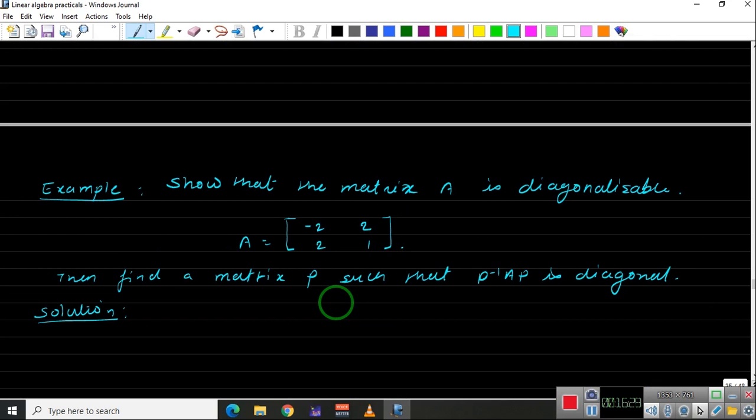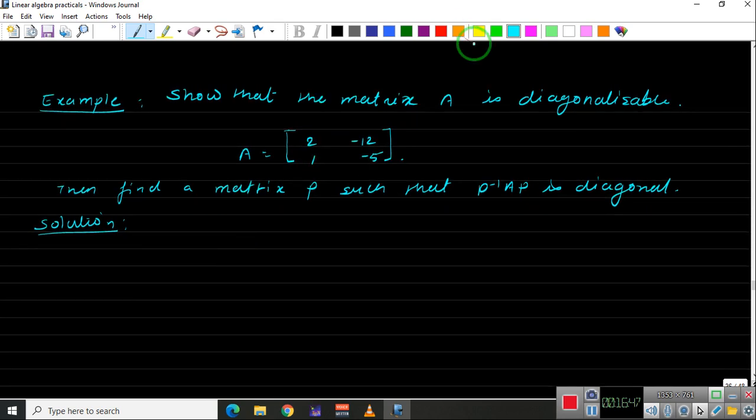Okay, let's take the same matrix. We have 2, minus 12, 1, minus 5. We already solved this. So this has eigenvalues. Lambda 1 is equal to, I guess we have taken, minus 2, and lambda 2 is equal to minus 1. If it is the other way around, then please do the respective changes.